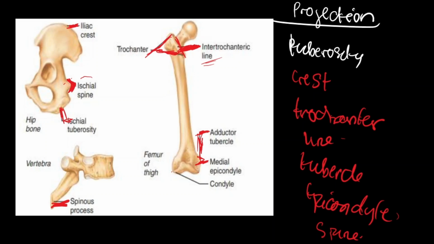Now let's consider some of the surfaces. We have seen the projections that form bone markings. Now let's take a look at some of the surfaces that form bone markings. And of course, we stated earlier that the projections are usually sites of muscle and ligament attachments. As we'd get to see, the surfaces are actually articular surfaces. They are surfaces of joints and other articular surfaces.